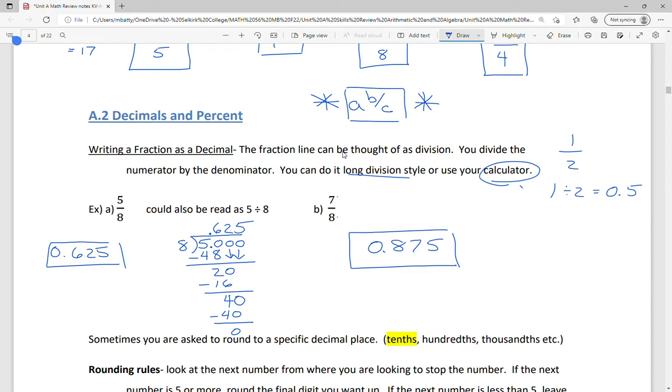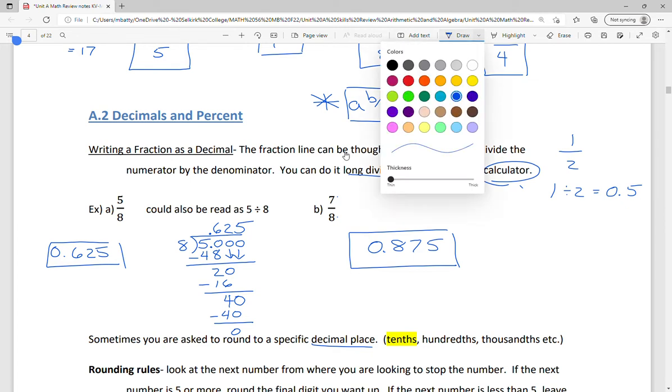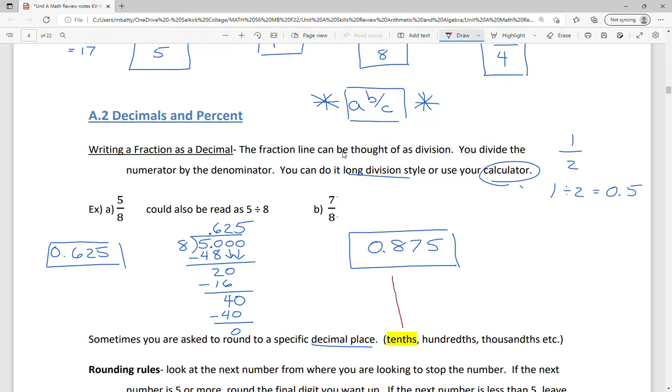Sometimes when you have a decimal, you're asked to round to a specific decimal place. Just as a reminder of those decimal places, we have tenths, hundredths, and thousandths. So many consonants at the end there. It's a bit awkward. And as a reminder, there is no oneths. I don't even know how you'd spell oneths. It just doesn't exist. It's not a word and it's not a concept in math. The first decimal place is the tenths.